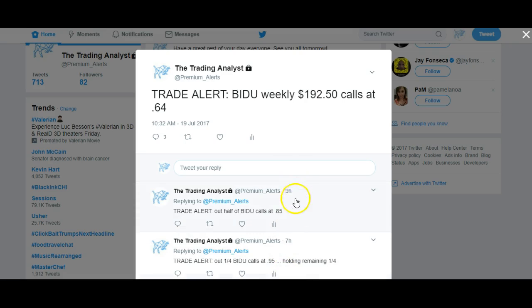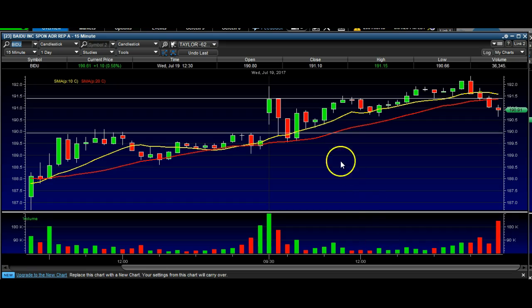So here's that trade alert: out half of these calls at 85 cents. That was about a 33% gain on that position. We held on to the remainder of the position. You can see we held the 10-period simple moving average, the yellow line, very nicely. So no real reason to sell the remainder of the position.